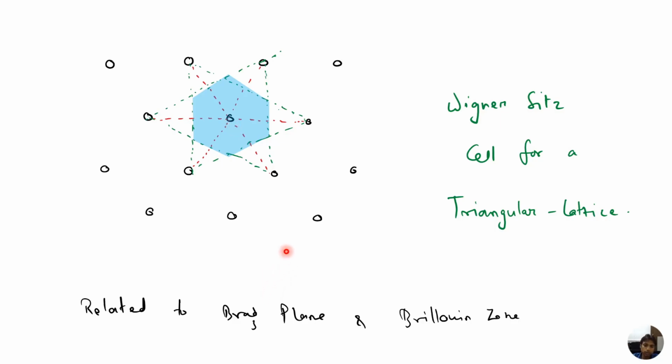Now why are we so obsessed about this Wigner-Seitz cell? It is because it is related to something called a Bragg plane and the Brillouin zone. So what is this Bragg plane? Remember that these lattices are drawn in 2 dimensions. So if you imagine this in 3 dimensions, then the perpendicular bisector of the line joining these 2 points is actually a plane.